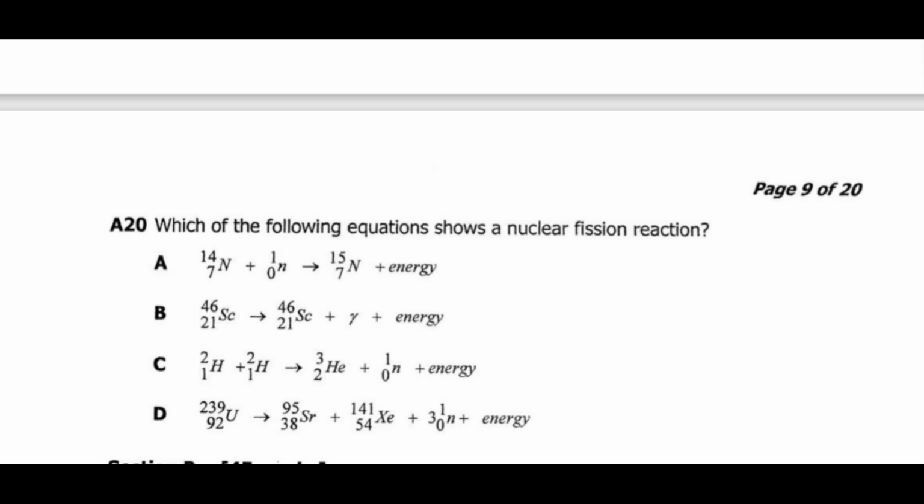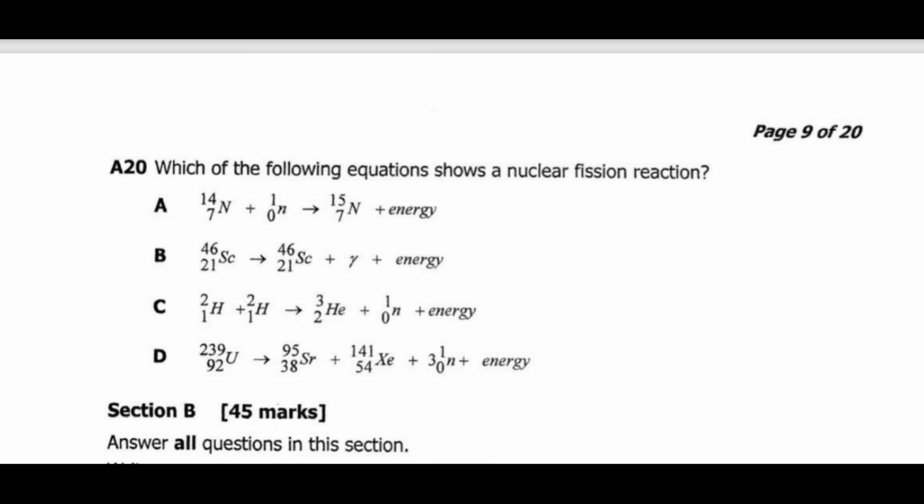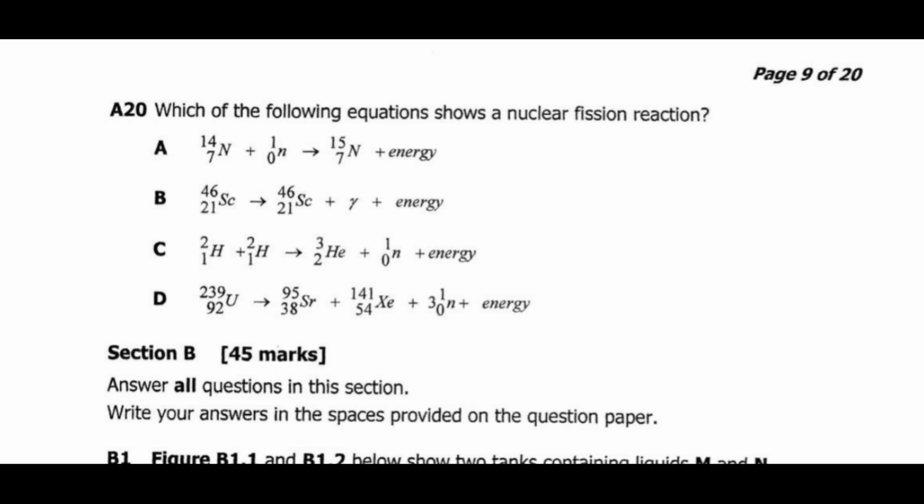Which of the following equations shows a nuclear fission reaction? So fission, we are looking at breaking. An unstable nucleus breaks. As a result, we get a certain amount of energy. So here, the first one, we can see that these two join. So this is fusion.